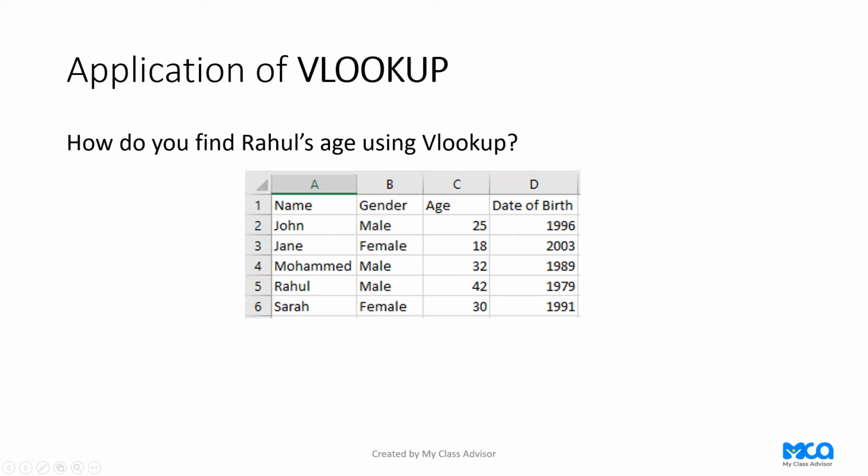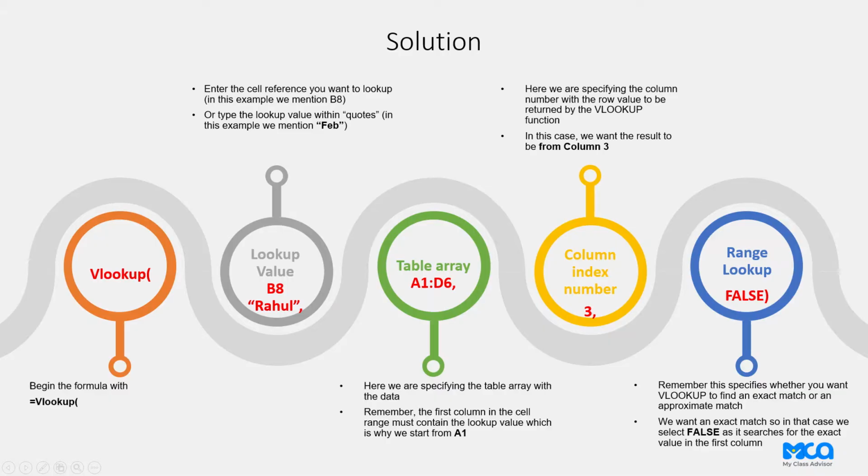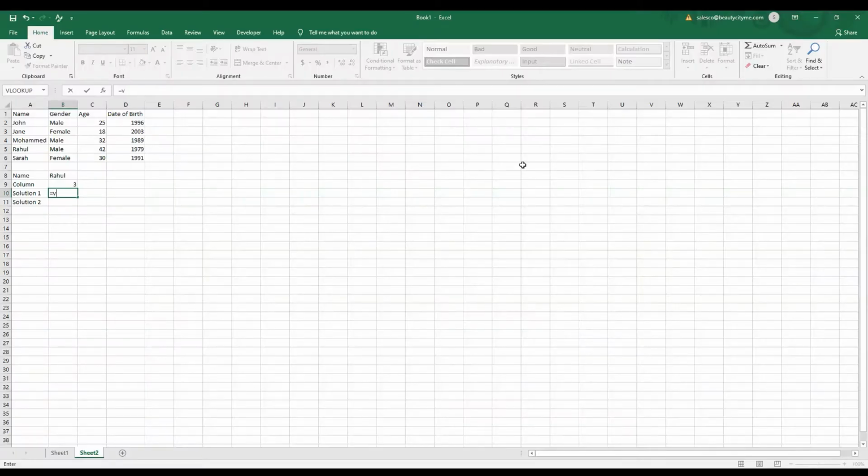We have two solutions to this problem. The first approach is using cell references, and the second approach is using unique values within quotes. Let's go through them one by one. Using VLOOKUP with cell references.